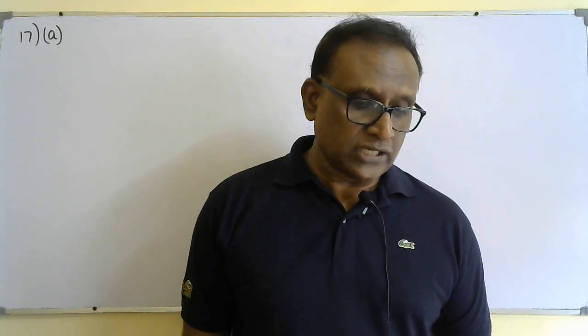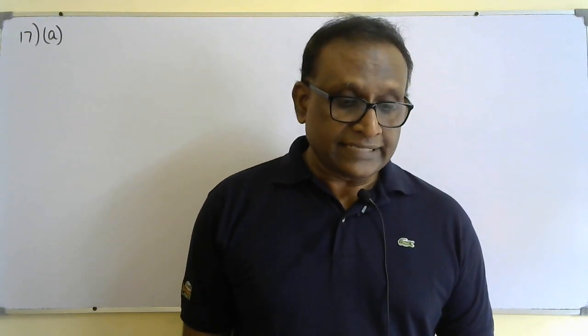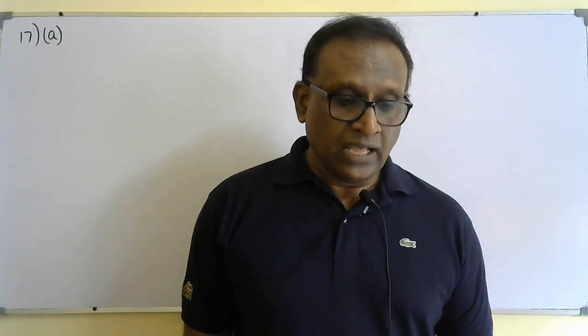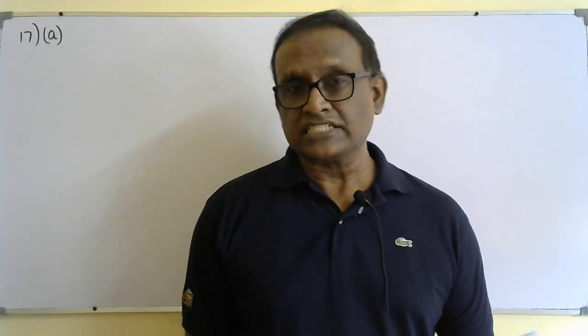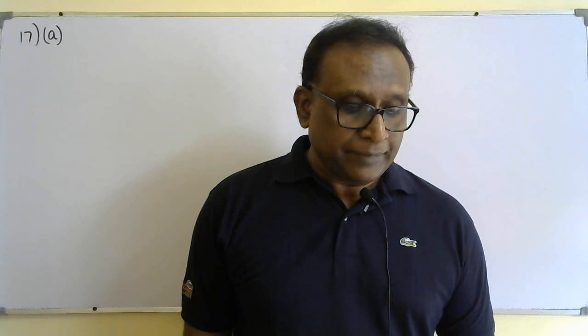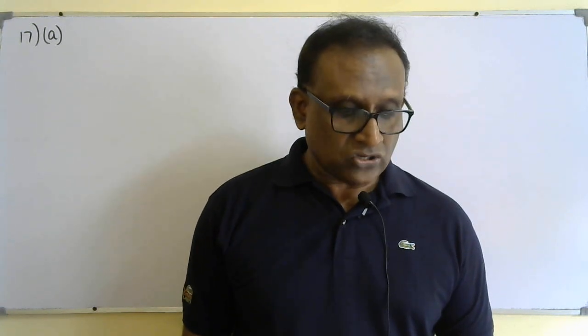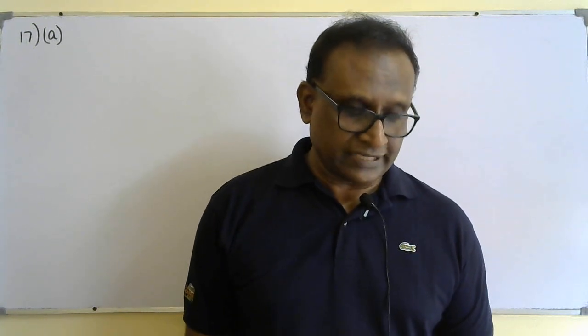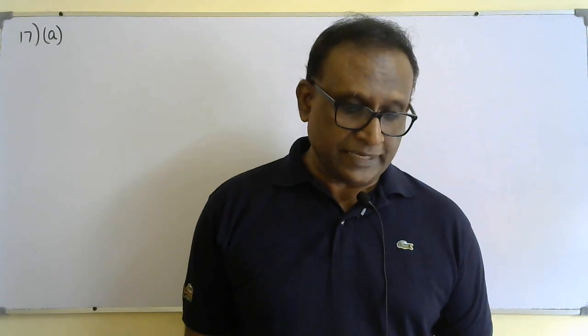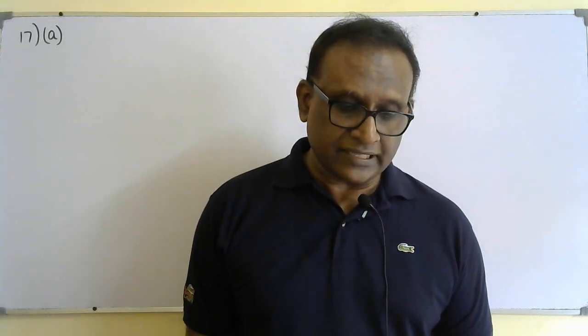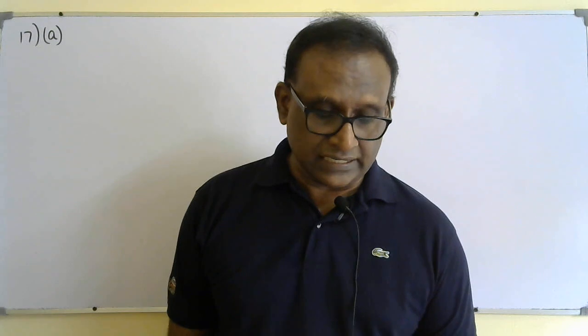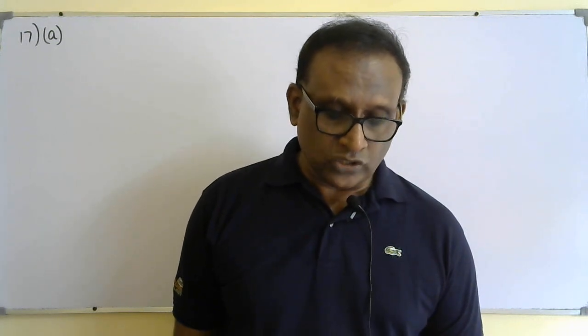Part B: there's a constant force of 2.3 times 10 to the power minus 5 newtons acting horizontally on the sphere. The diameter of the sphere is given, and the viscosity of the liquid is also given. At one instant, the speed of the sphere is 5.2 times 10 to the power minus 3 meters per second. Calculate the resultant force on the sphere.